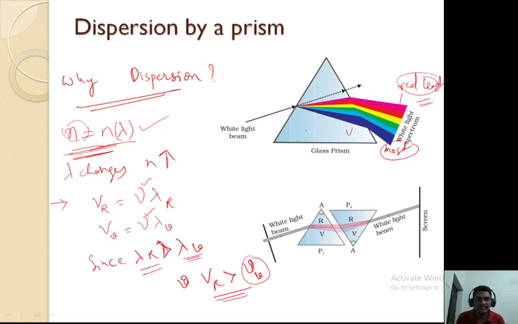Here this glass medium is acting like a dispersive medium. But when the same white light passes through air or vacuum, it doesn't split into constituent colors. Why? Because it is not offering different refractive indices for different colors. So air or vacuum is said to be a non-dispersive medium, whereas glass is a dispersive medium where light rays split into different colors. This is about dispersion.